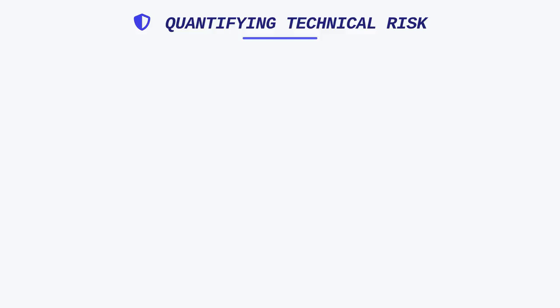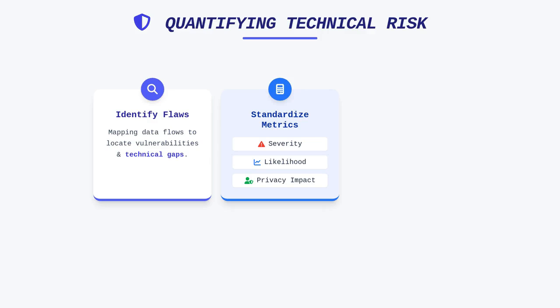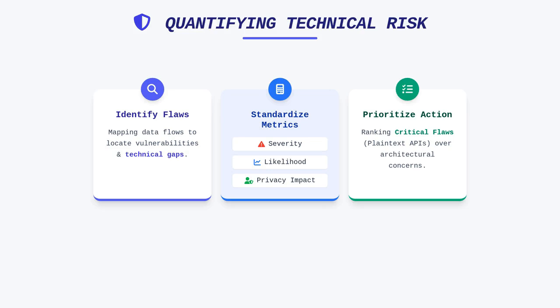Once we have mapped these flows, we must address the difficult task of quantifying technical risk. It is rarely sufficient to simply report that a vulnerability exists. Stakeholders often require a standardized metric to prioritize remediation efforts. Industry standard engineering scorecards allow us to categorize threats based on their severity, likelihood, and potential privacy impact on the data subject. We evaluate each identified flaw against the baseline of organizational data handling policies and regulatory thresholds.